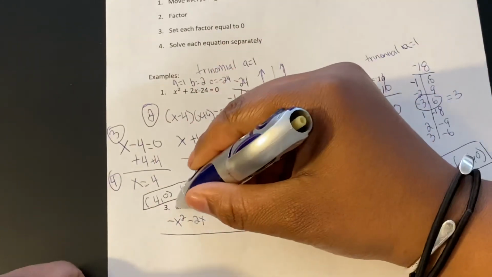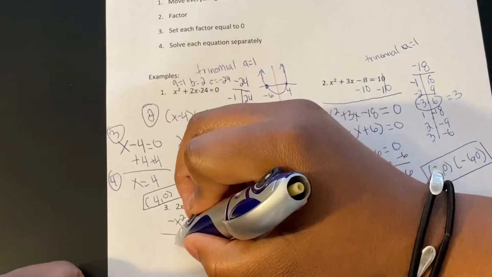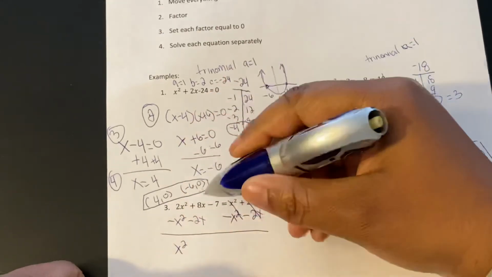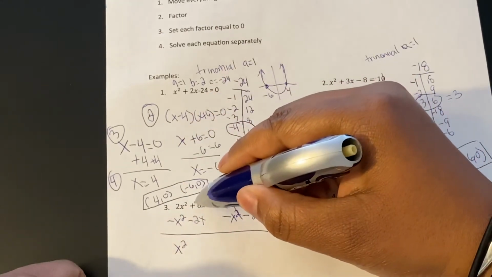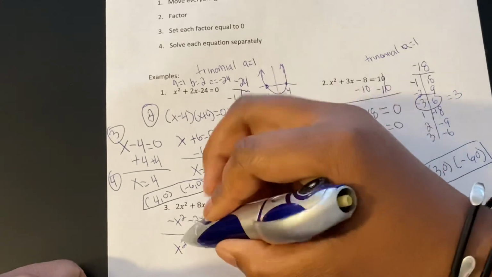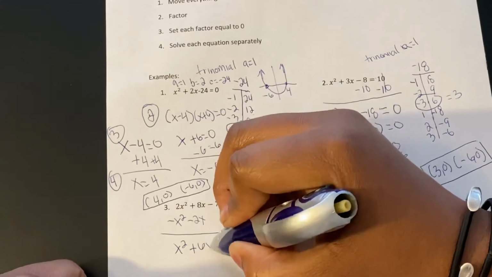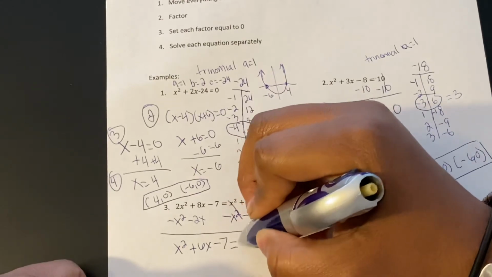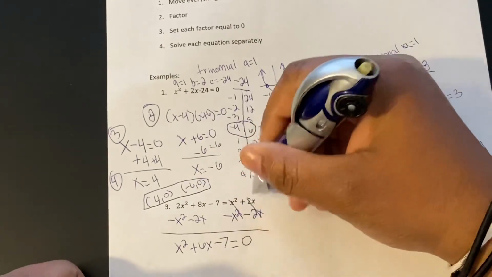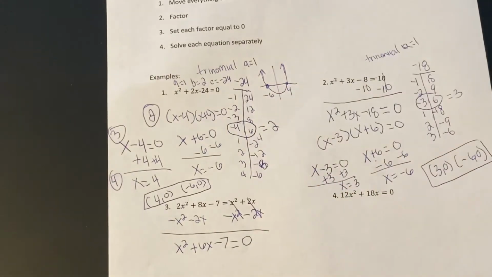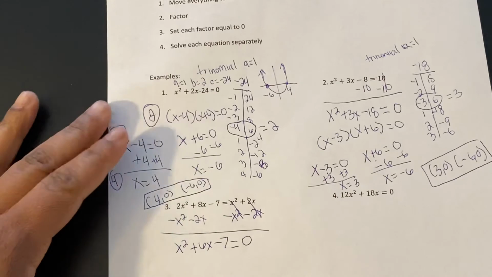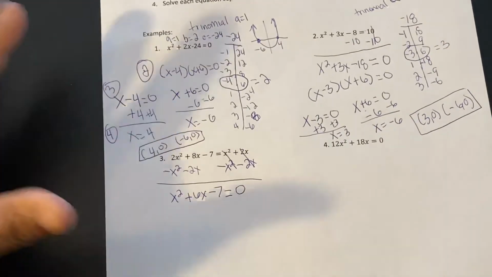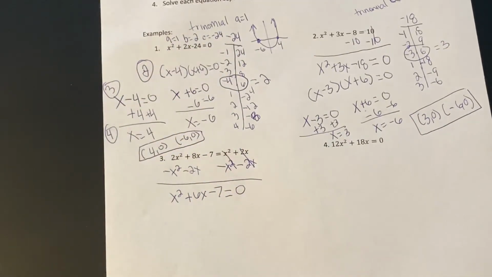Okay. Now I have 2x squared minus x squared, which is just x squared. And I have 8x minus 2x, which is positive 6x. And then I have my minus 7 equals 0 because I canceled out everything on this right side. If that looks a little complex, pause the video and rewind the video and rewatch what I just did.